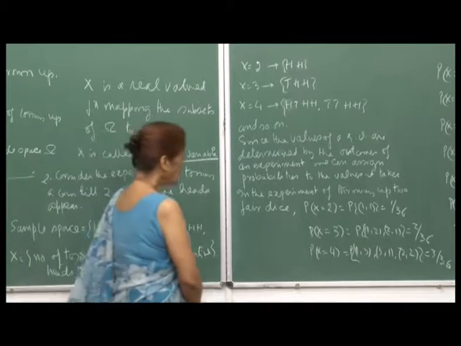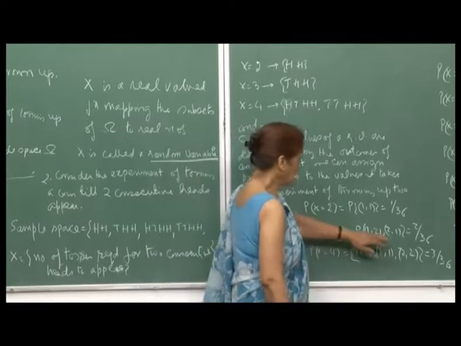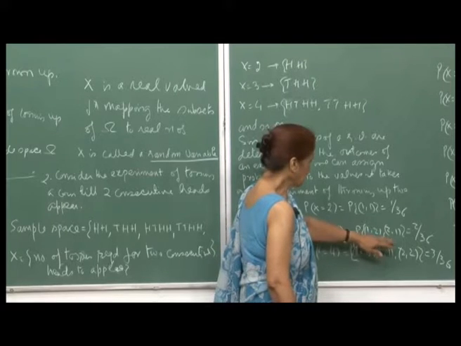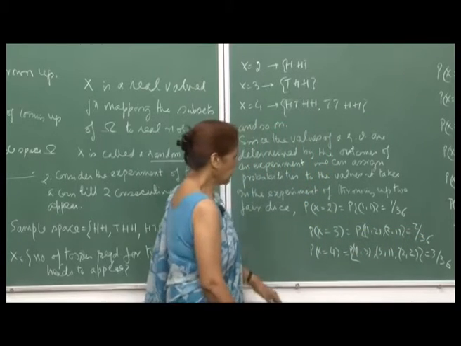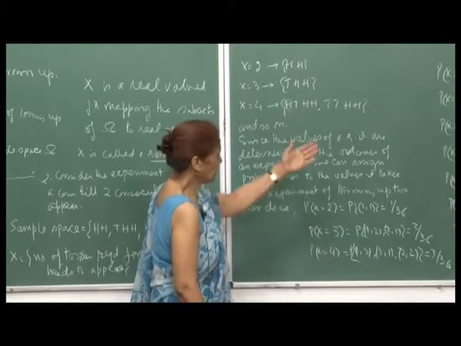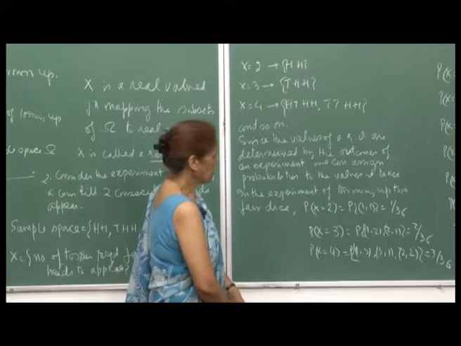Then when x equals 3, the probability would correspond to the probability of the subset containing the pairs (1, 2) and (2, 1). So, this will be 2 by 36. Just for your benefit, in fact, you could have completed the table by yourself.